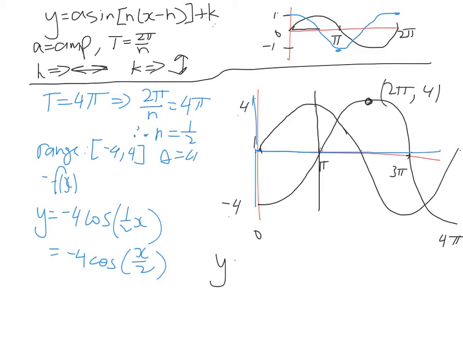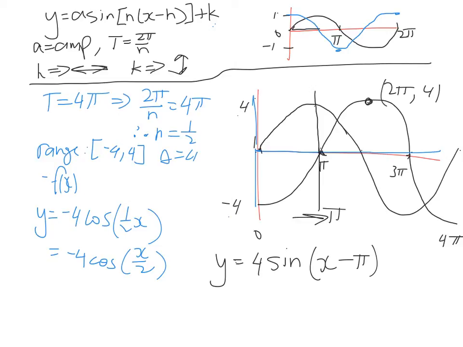So we say we've got y equals 4 sine, and now what we can see is that it has been phase shifted to the right by pi. So it would start here instead of starting here. So it's been phase shifted to the right by pi. So we'd say we've got x minus pi.